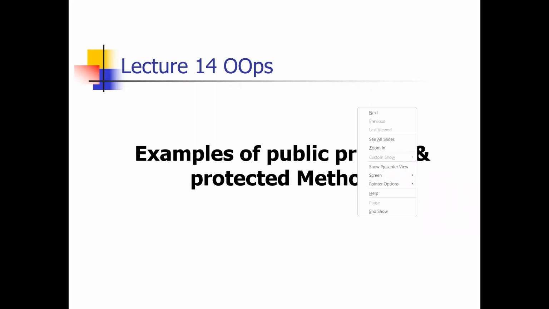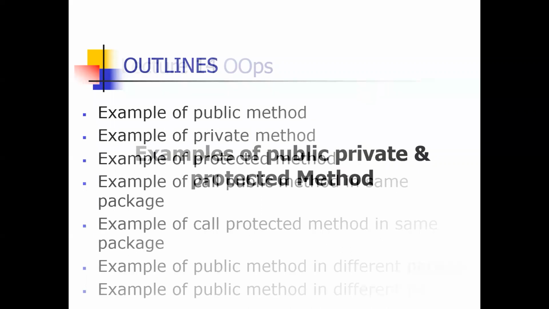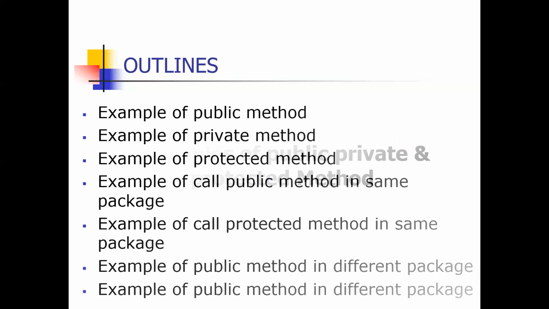This is lecture number 14, and today we will see the examples of public, private, and protected. This is module number 2, OOPS, lecture number 14, examples of public, private, and protected. These are the outlines. First, we will see public, then private, then protected.